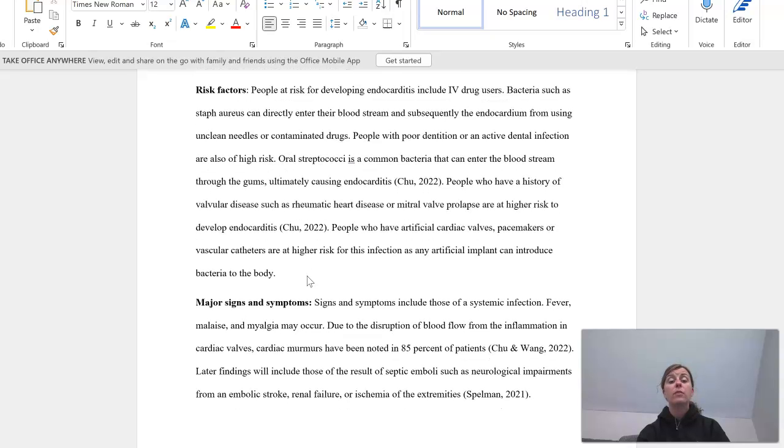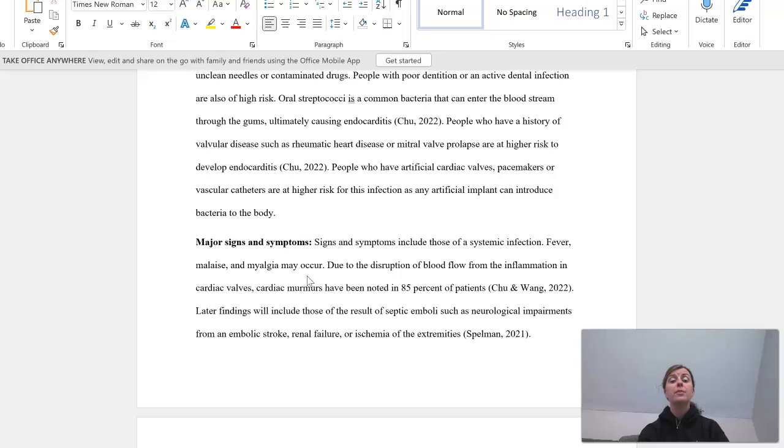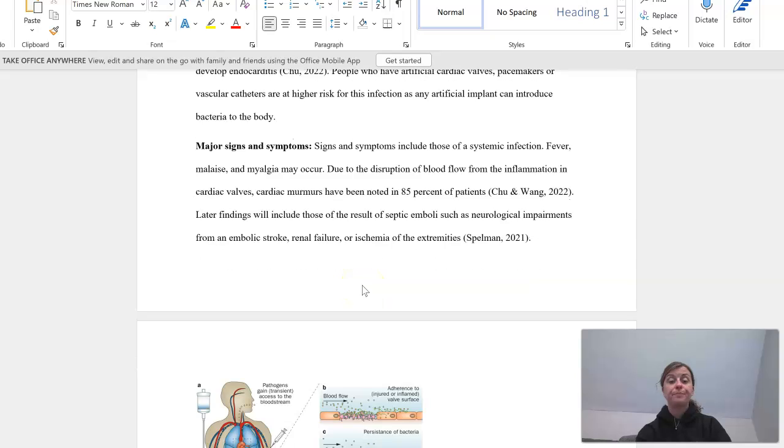People who have a history of valvular disease, such as rheumatic heart disease or mitral valve prolapse, are also at higher risk due to the disruption of blood flow from the inflammation to the structure of their heart. People who have artificial cardiac valves, pacemakers, or vascular catheters are all at higher risk for endocarditis, because anytime you have an artificial implant in your body, it can introduce bacteria.